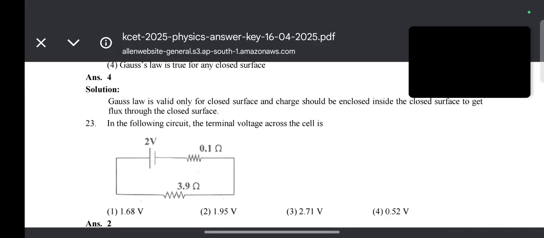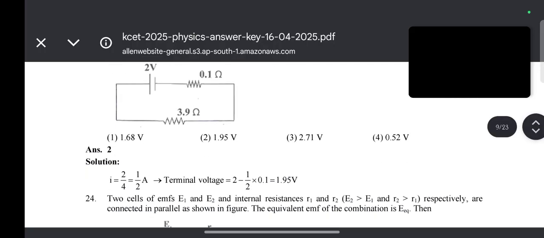Next, in the following circuit, the terminal voltage across the cell is 1.68 volt, 1.95 volt, 2.71 volt, or 0.52 volt. So first, I is equal to 2 by 4, that is 1 by 2 A. So therefore terminal voltage is equal to 2 minus 1 by 2 into 0.1. So therefore it is equal to 1.95 volt. So therefore the correct option is option 2.